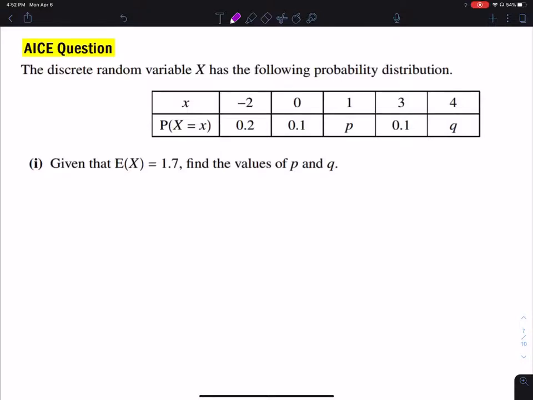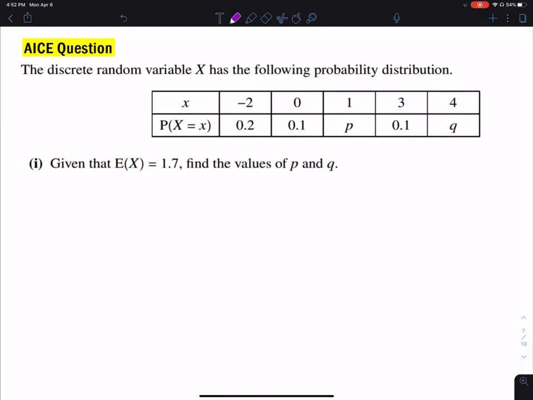Hey guys, welcome back. I picked this example to show you because it encompasses a lot of different topics that we've talked about this year. It talks about setting up a system of equations. It talks about all the probabilities summing to be 1, as well as the expected value rule that we just learned. So for the first part, we are given this probability distribution table.